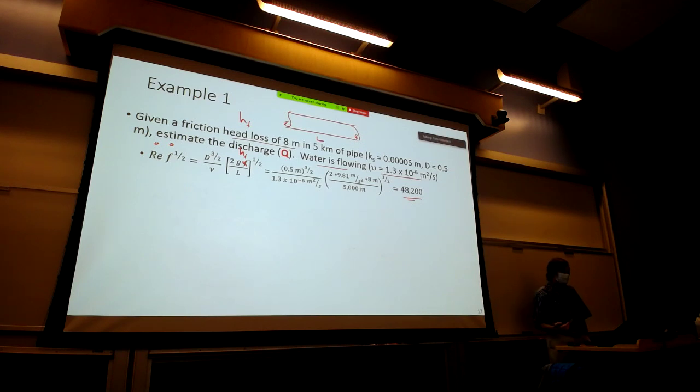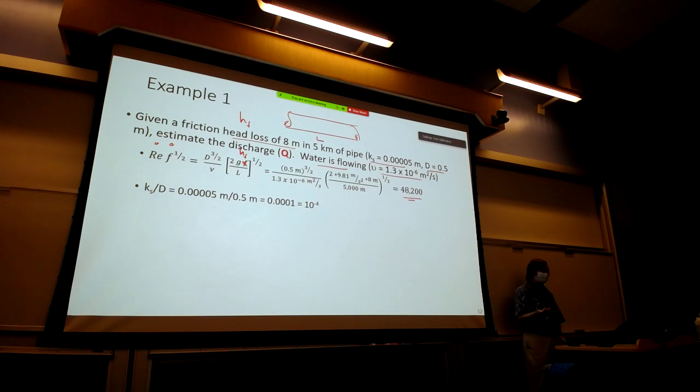That's one of the 4 axes on the Moody diagram. The other thing you were given were the pipe diameter and the relative roughness. So we can calculate the relative roughness. Relative roughness is absolute roughness, k sub s of 0.405 meters, divided by the pipe diameter, 0.5 meters, and that gives us 0.301 or 10 to the minus 4, dimensionless.